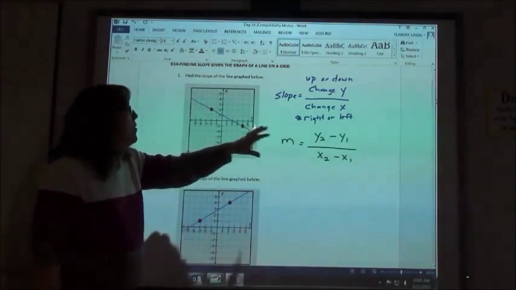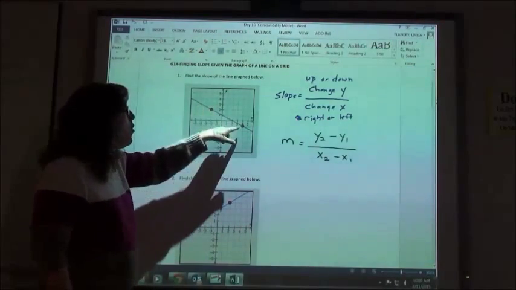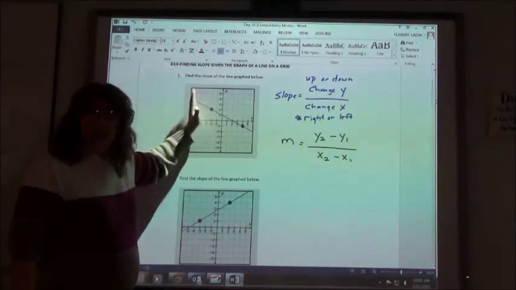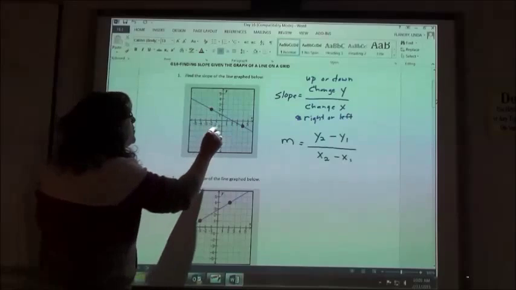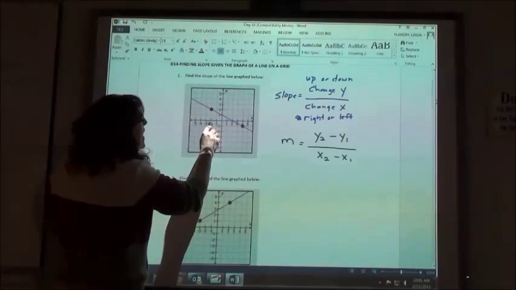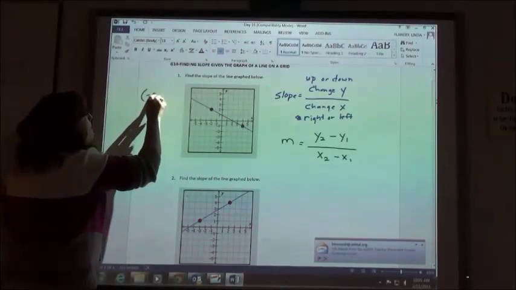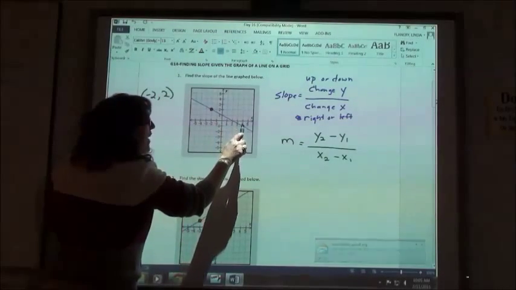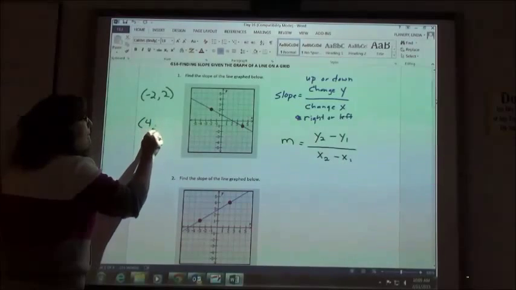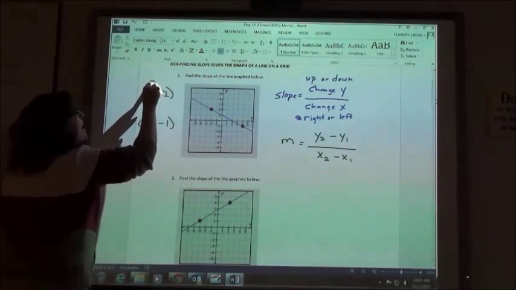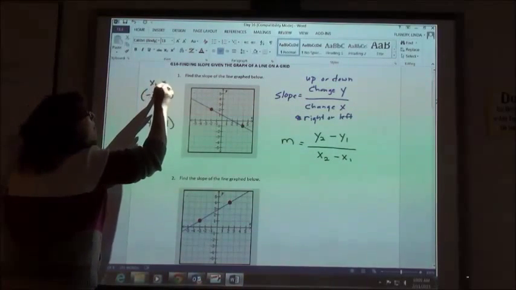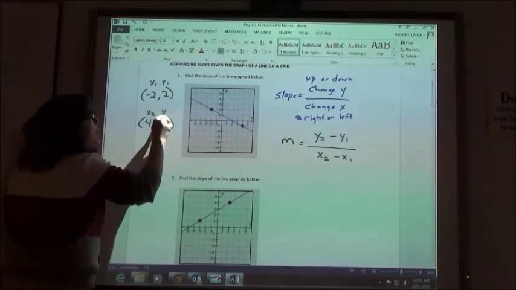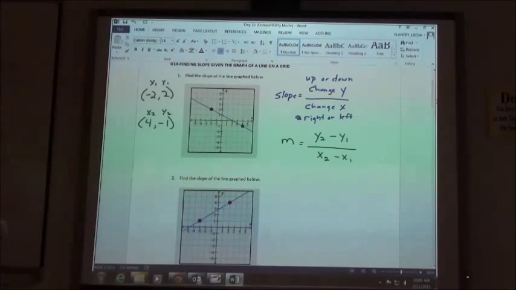So if I'm going to use the formula to find my slope, I would need to know where these 2 points are. Usually you read from left to right. I'm going to call the point on the left my first point. So my first point's ordered pair would be -2, +2. My second point is at 4, -1. So this would be my x value from point 1, my y value from point 1, my x value from point 2, my y value from point 2.